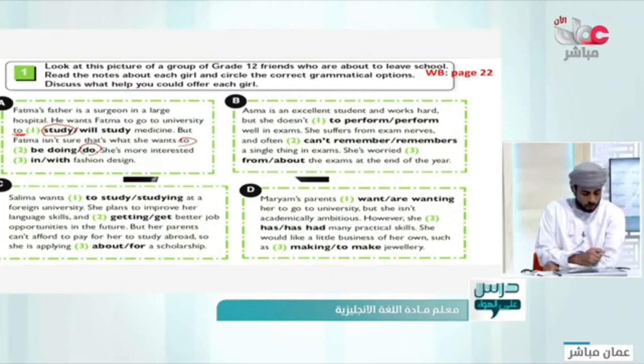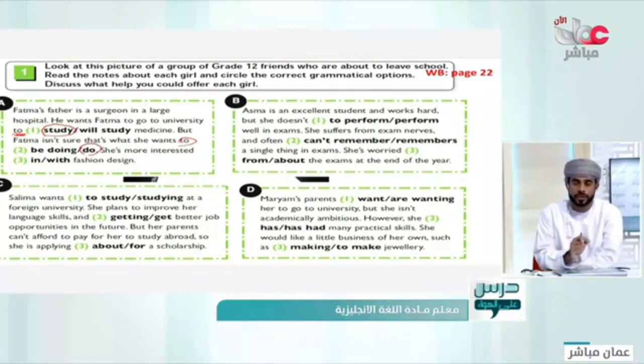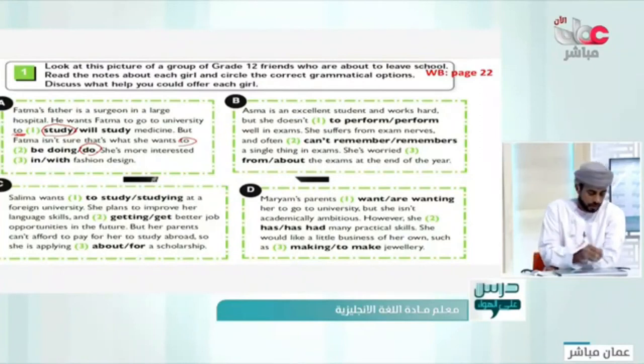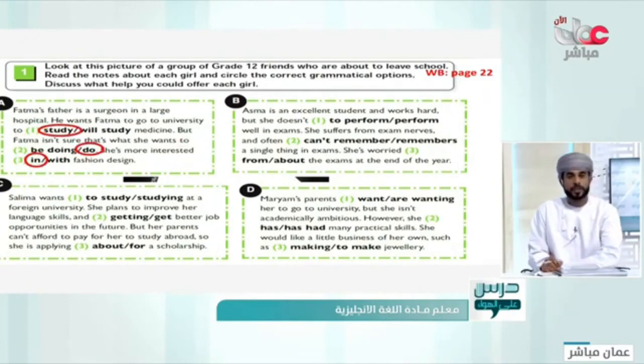She's more interested, good, interested in or interested with? Of course, interested in a certain thing. So she is interested in fashion. Here are the answers. Again, with the word to, you're supposed to have an infinitive, which is a clear one without tense or without ed or without anything.